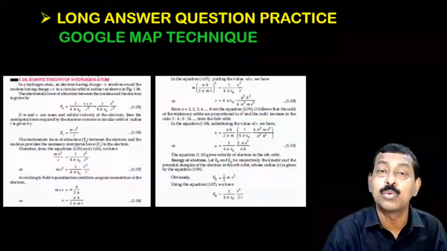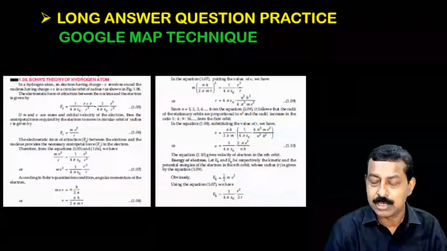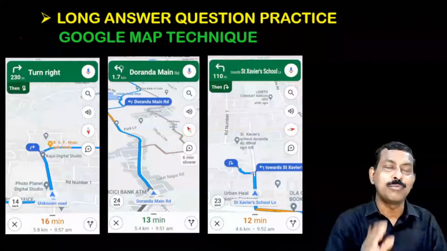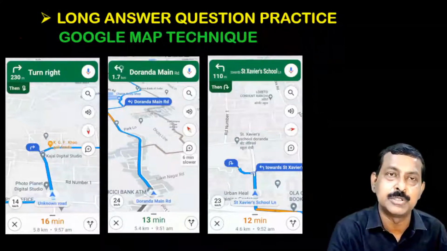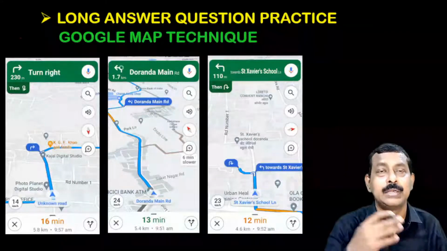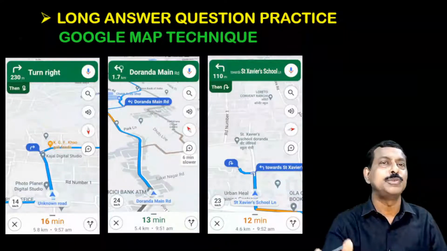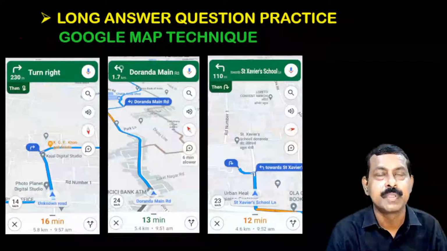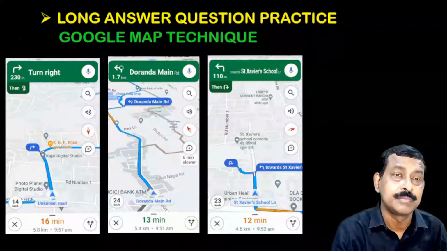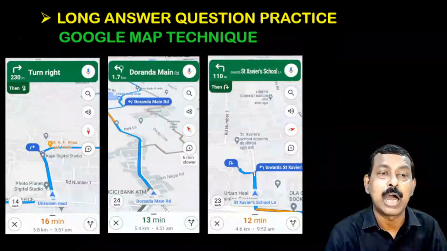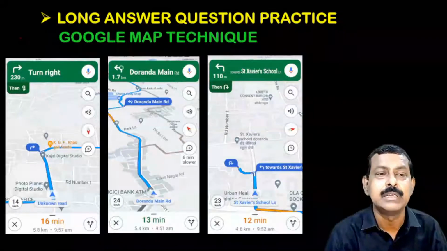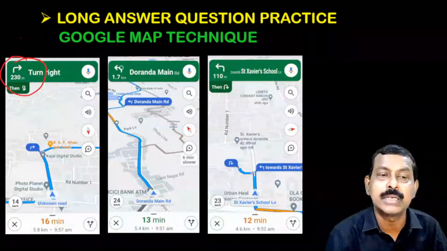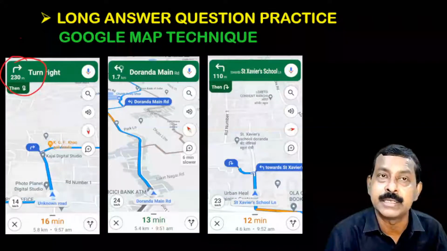Now, how will Google Map help you? Just see, if you take Google Map, you want to go from one place to another. You start with your present location, and you put the destination. It will give you a map, and it will give you the route for that. And if it is a guided one, that means it is telling you how you have to drive. Suppose after 230 meters, you have to take a right turn.